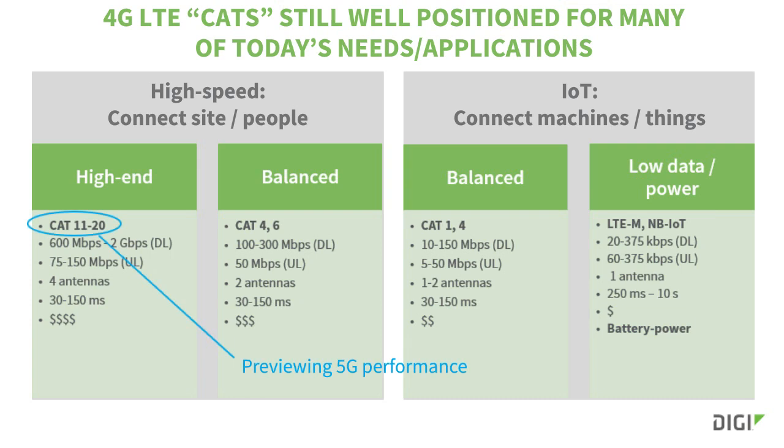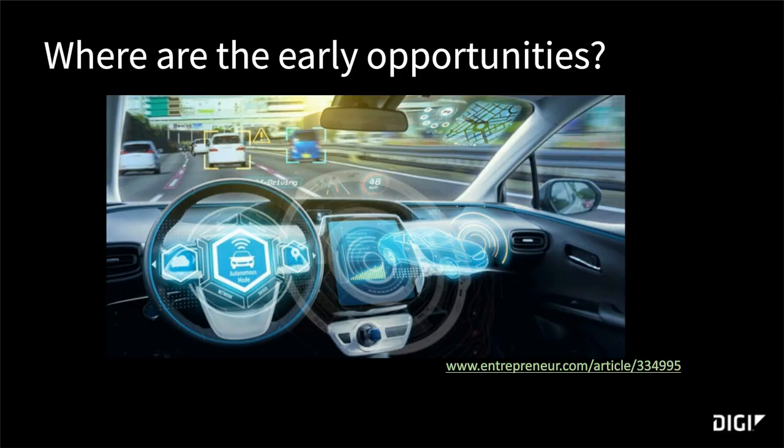And this is one of the things I wanted to point out: Cat 11 through Cat 18 and Cat 20, customers are viewing this as previewing 5G. And so the applications where they're deploying this tend to be applications that are often discussed as being key applications for 5G, or at least in these environments. So let's talk about those early opportunities.